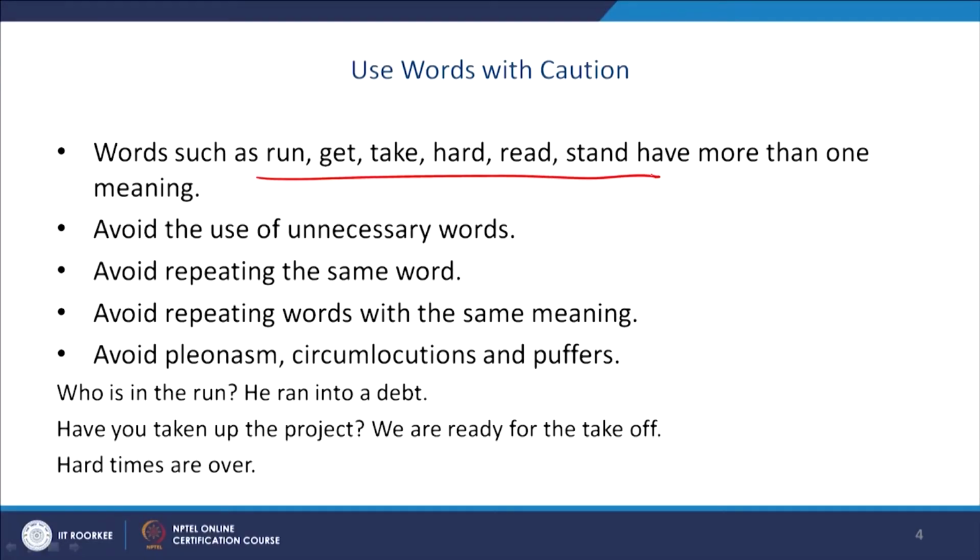In order to be specific, in order to be effective, we must actually know how words can be used in a proper context, because words like run, get, take, read, stand, all these words, if you simply put a preposition with that, the word will have a different meaning. Or moreover, this word run may have different meanings in different contexts, fine. The word get can also have different meanings.